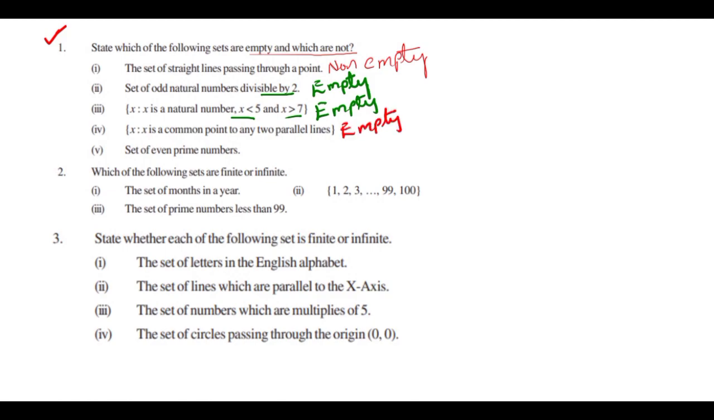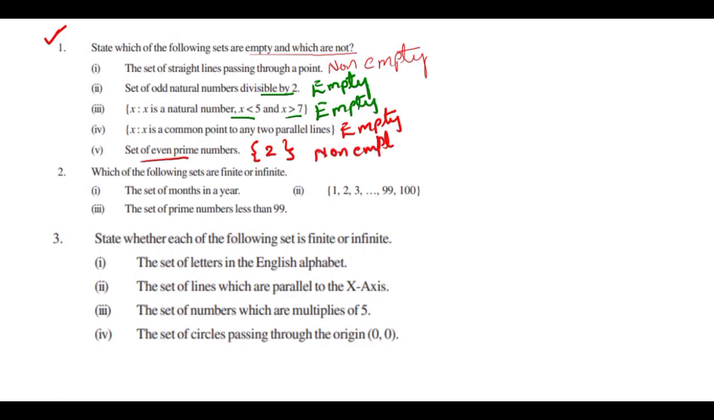Set of even prime numbers. What are even prime numbers? You have only one number, that is 2. The remaining ones like 3, 5, 7, those all are odd numbers. The question asks for the set of even primes, having that one element, 2. So it is a non-empty set.